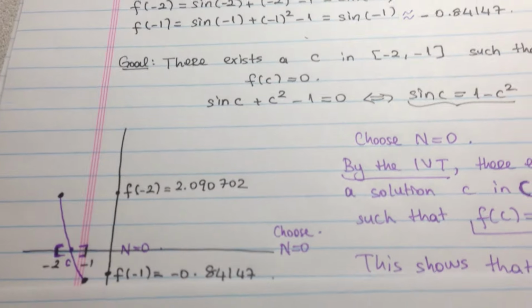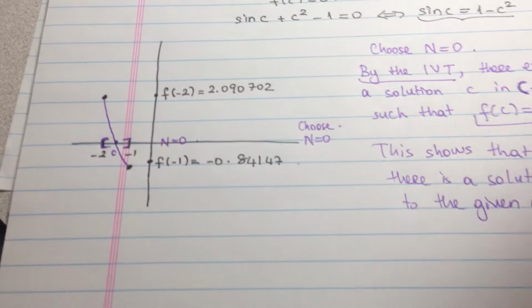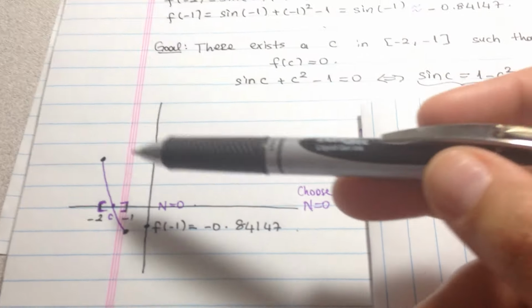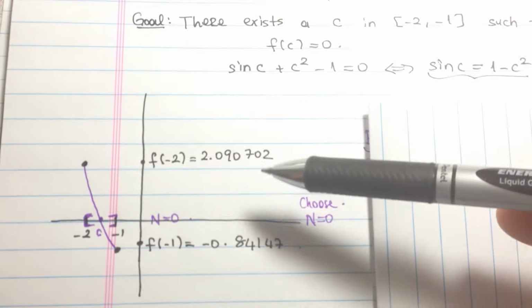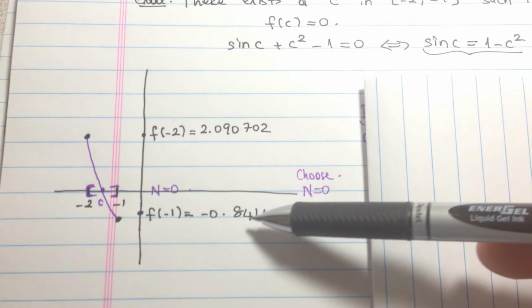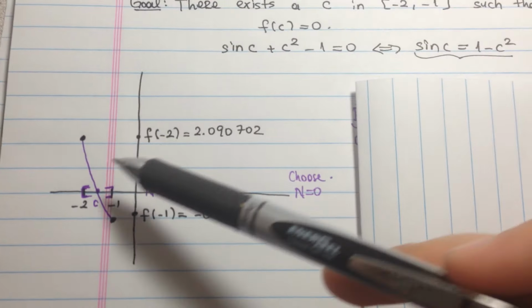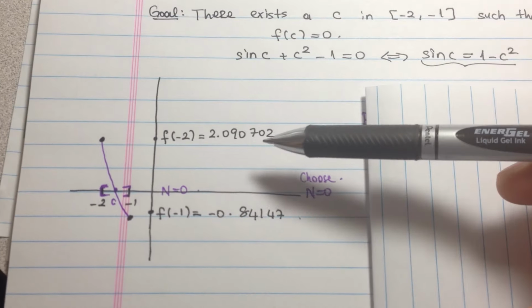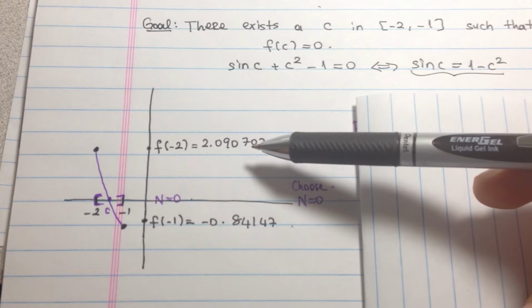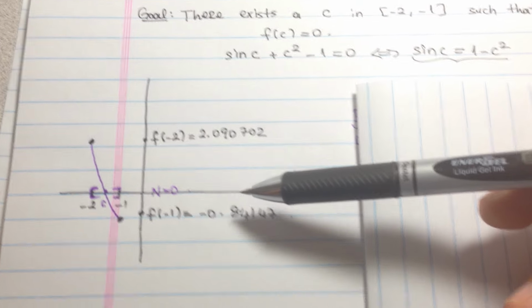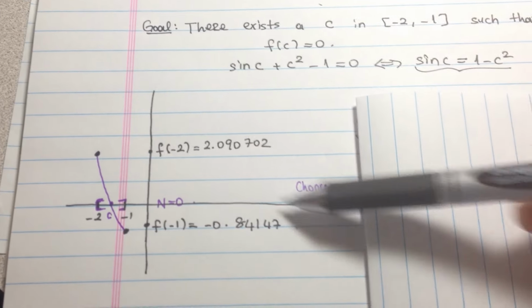Good. And let's see. Here again, I'm going to choose n to be 0. Why? Because f of -2 is a positive number, right? We computed this as 2.09-ish, and then f of -1 is -0.84. So between these 2 points, you have a continuous function, right? And remember, from the intermediate value theorem, n can be anything between these two numbers. So if you in particular choose n to be 0, then you will get an input c such that f of c equals 0, right?